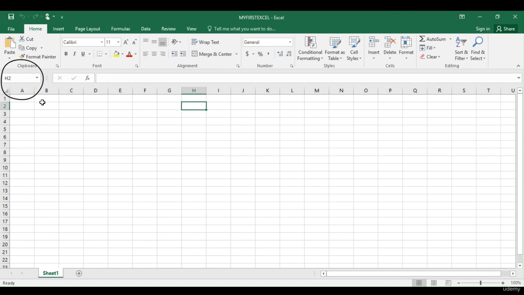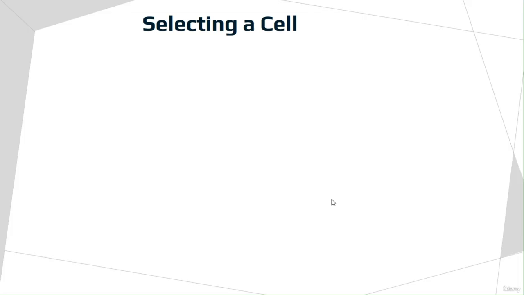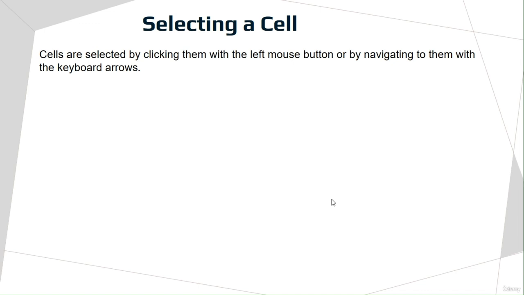Let's go back to the different operations for selection. The first operation for selection is selecting a cell. We'll look at how you can select a cell. Cells are selected by clicking them with the left mouse button or by navigating to them with the keyboard arrows. It is easiest to use the mouse to select cells. However, if you want to use your keyboard, it's still fine. Let's take a look at this.